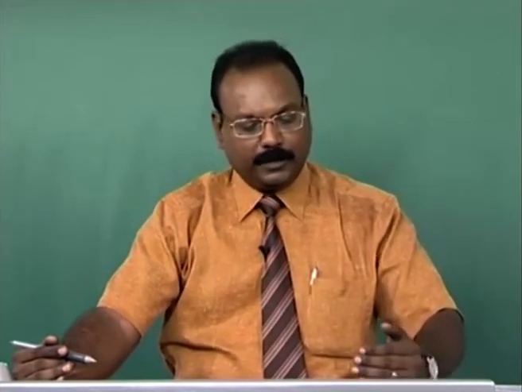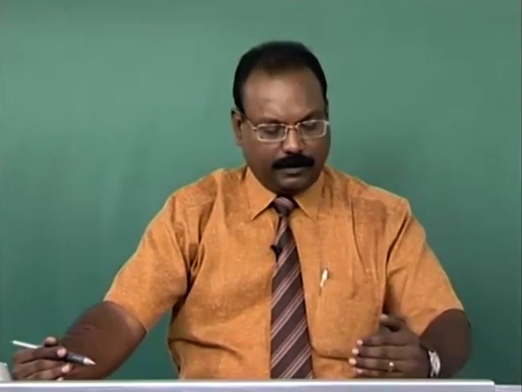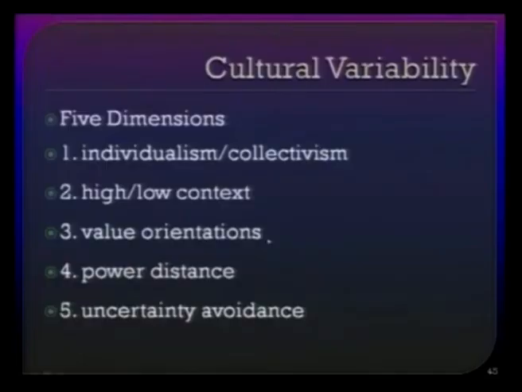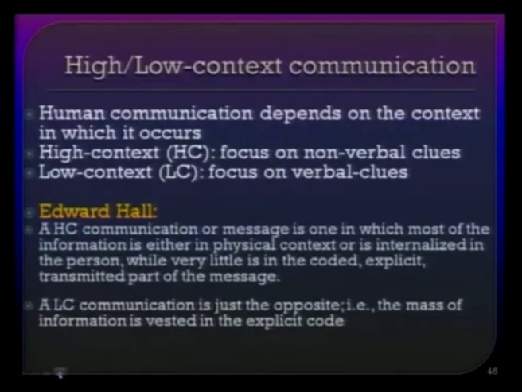Now, to continue with the thought, in this lecture we will continue to talk about the second dimension, high-low context, followed by value orientations, and then power distance and uncertainty avoidance. Now, the second dimension is high-low context communication. What do we mean by high context in communication and low context in communication?